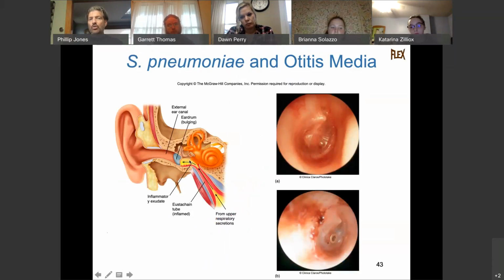And there's the eustachian tube. It's going up from the respiratory system up. But remember, in children, it's flatter, so it's an easier way to get up.